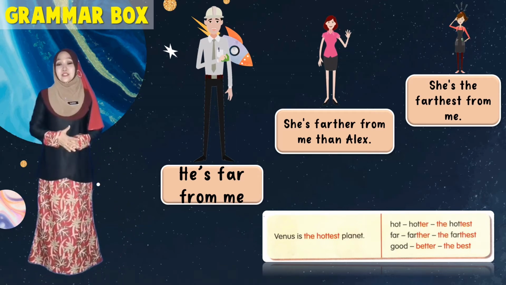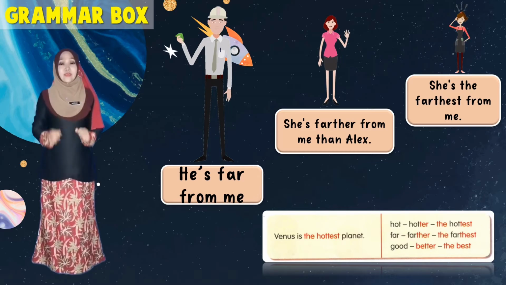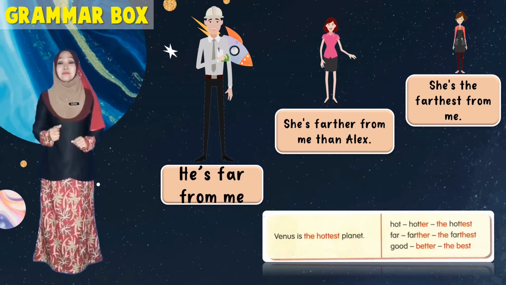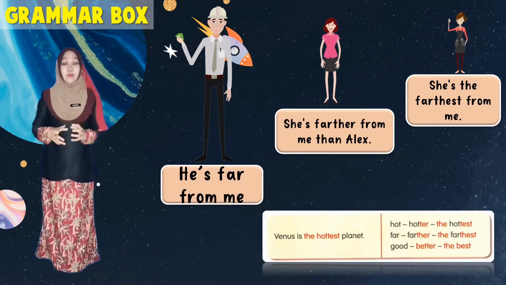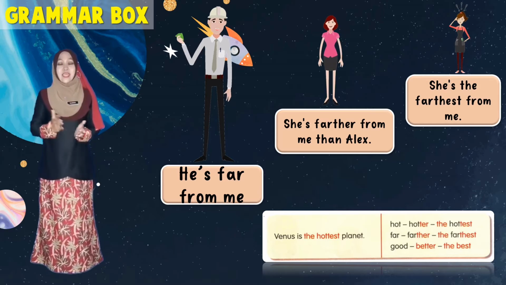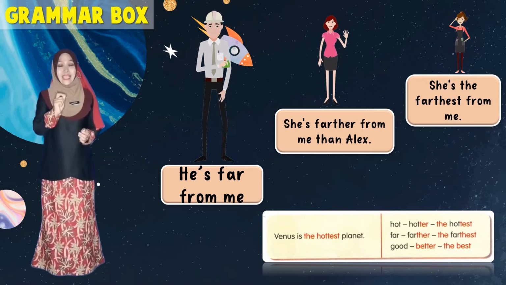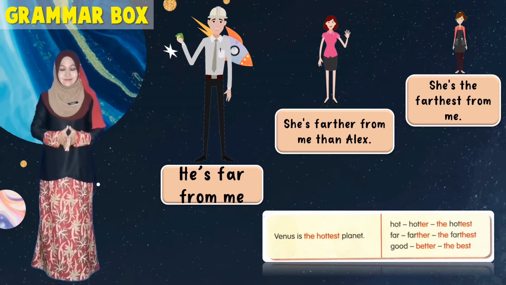Let me explain to you. We use this form to compare more than 2 people, animals, or things of the same kind. It is formed with the word the which comes before the adjective and the ending est which we write at the end of the adjective.